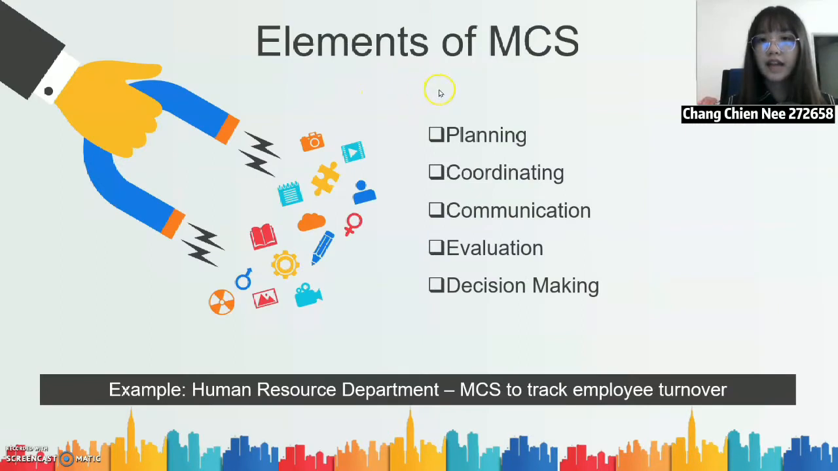Let us look at the elements of MCS. An MCS should consist of the elements of planning, coordinating, communicating, evaluating, and decision making. Why? An organization adopts MCS to keep track of the performance of its different organizational resources towards its strategic objectives. For example, Judy is the director of the Human Resources Department at a small company.